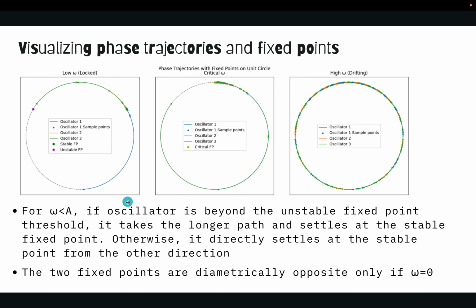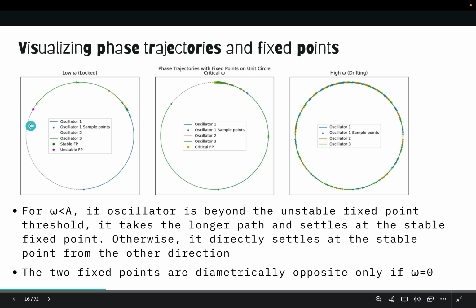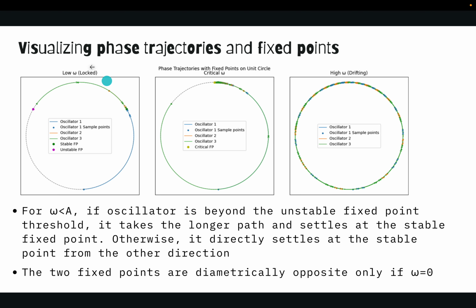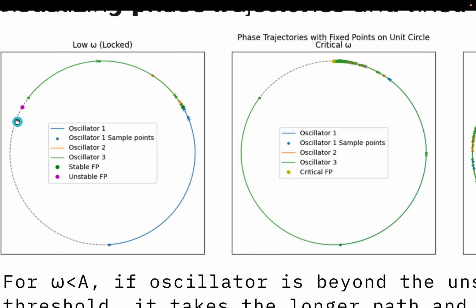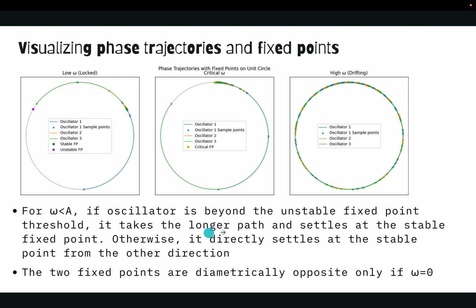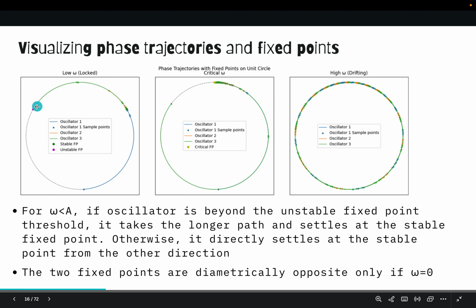So for omega less than a, if the oscillator is beyond the unstable fixed point in the longer arc, it takes the longer path and settles at the stable fixed point. Here we're assuming the oscillator cannot cross the unstable fixed point, because even though it's unstable, it's a fixed point, so it would get stuck there. So it does this, and if it's here, it directly does this. Otherwise it settles at the stable fixed point from the other direction.